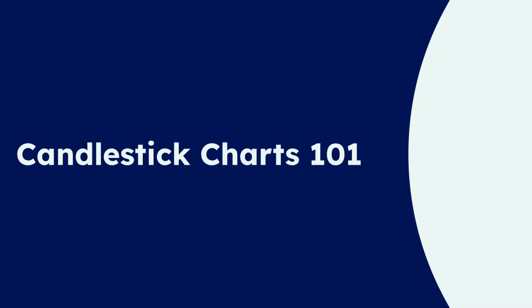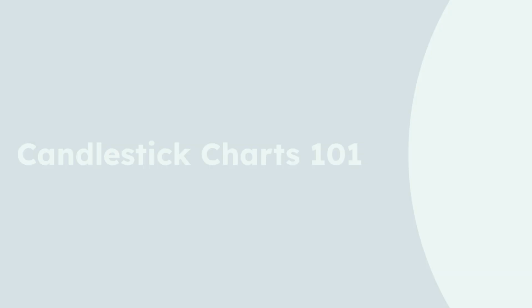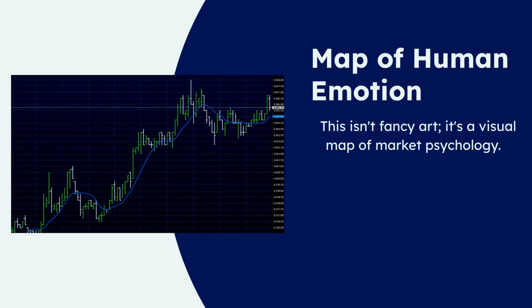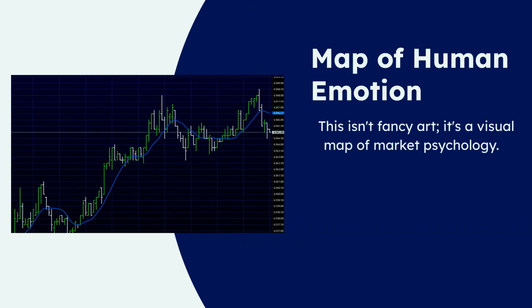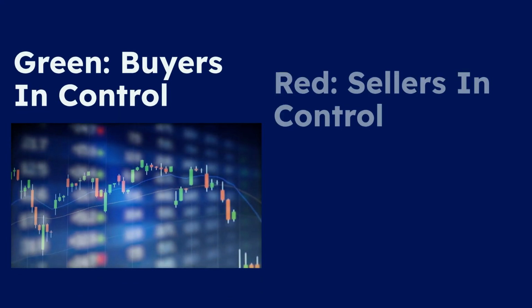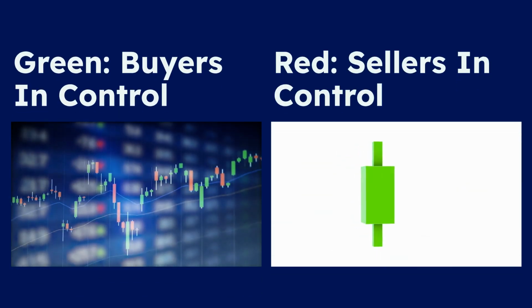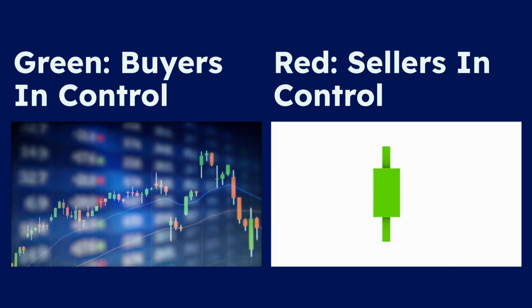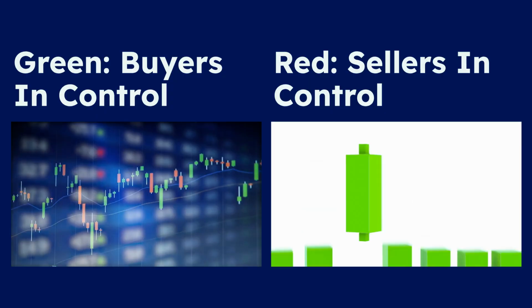When you look at a financial chart, you see red and green bars. These are called candlesticks. Now, don't let the name fool you. This isn't some fancy art project. This is actually a map of human emotion in the market. A green candle means buyers were in control during that period, pushing the price up. A red candle means the sellers took over and pushed the price down.